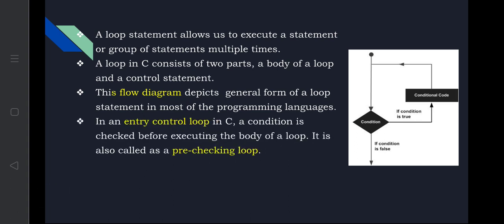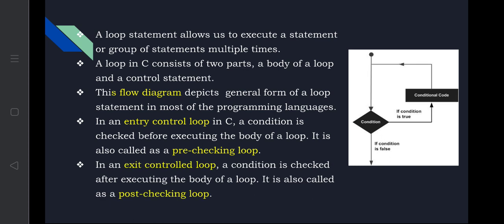Okay, now let us see the two different types of loops: entry control loop and exit control loop. We have seen already that the loop consists of two parts: body of the loop and control statement. So the control is the checking statement. If the checking is done before we start the process, at the entry itself, it is called an entry control loop. It is also called a pre-checking loop. That means first of all the condition is checked and then only the body of the loop is executed. That is called a pre-checking loop.